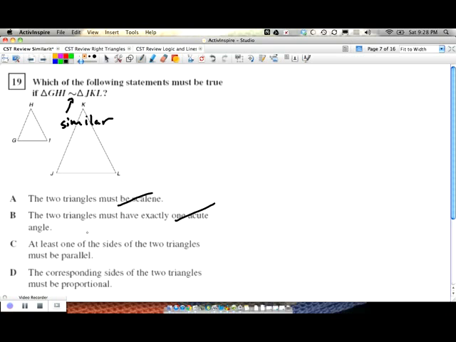At least one of the sides of the two triangles must be parallel? No. Because I can rotate one and it's still similar. It doesn't matter the orientation. So that one's out too. The answer must be D. This is very true: the corresponding sides of the two triangles are proportional. Similarity implies a proportional relationship. In other words, you multiply by the same ratio to get from one triangle to the other.